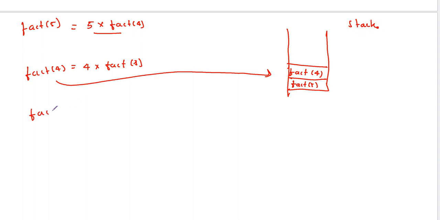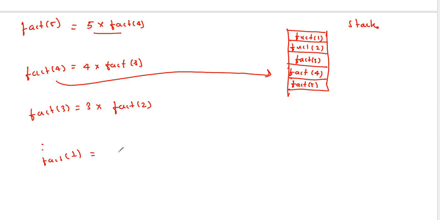Then you will calculate factorial of 3, which is equal to 3 into factorial of 2. And again you are getting factorial of 3 pushed over the stack. So I'll just go ahead and push all the values. So factorial of 2 will be pushed later. Then I'll be pushing factorial of 1. After calculating factorial of 1, you will be getting 1 into factorial of 0. And now factorial of 0 is returning 1.